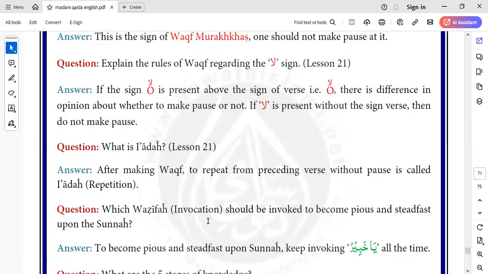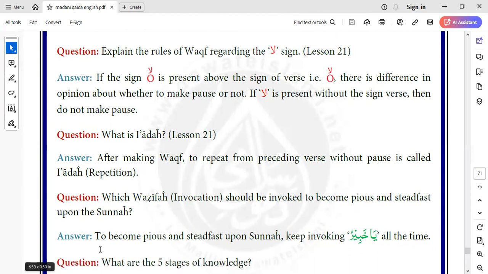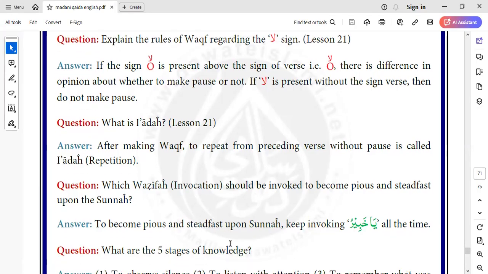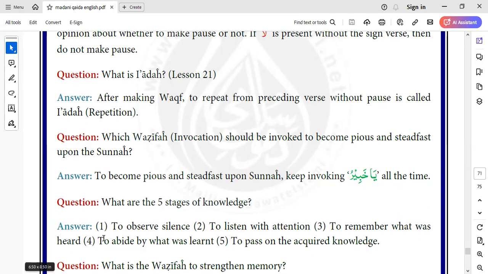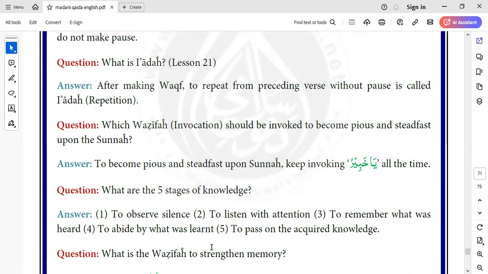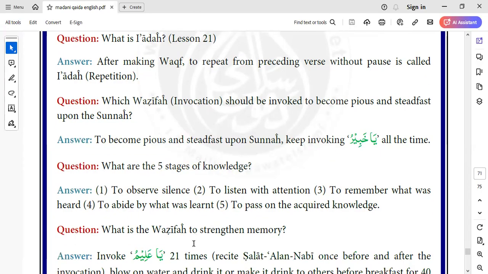Question. Which wazifa should be invoked to become pious and steadfast upon the Sunnah? Answer. To become pious and steadfast upon the Sunnah, keep invoking Ya Khabiru at all times. Question. What are the five stages of knowledge? Answer. To observe silence, to listen with attention, to remember what was heard, to abide by what was learned, to pass on the acquired knowledge.